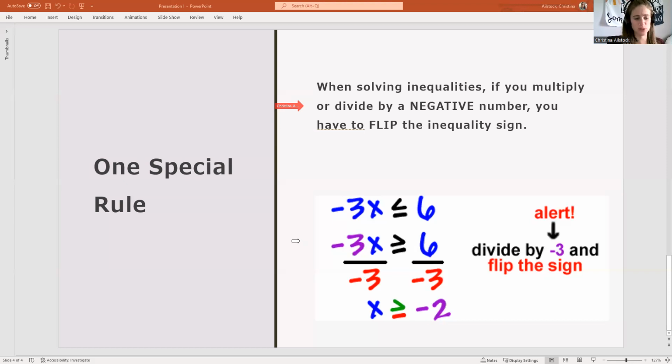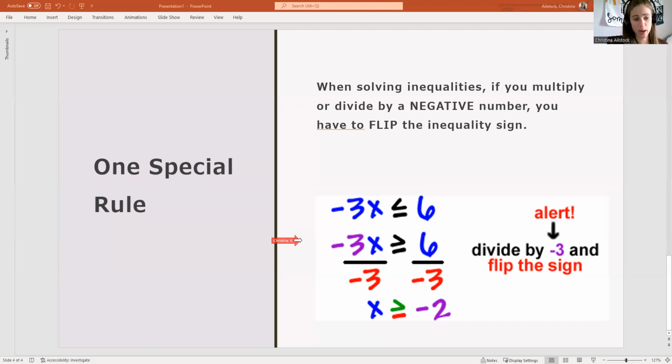If we look at this example down here, we can see that in play. We have negative 3x is less than or equal to 6. Currently, negative 3 is being multiplied by x. So to get the x by itself, we perform the inverse operation. The inverse, the opposite of multiplying, is dividing. So both sides of this equation are divided by negative 3.